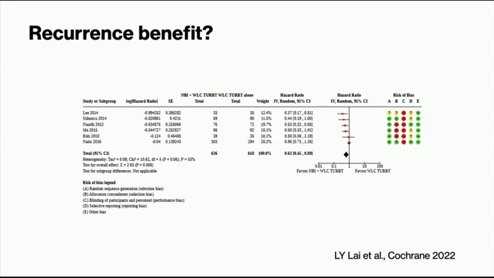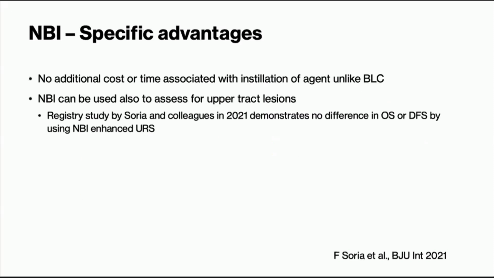But beyond the outcomes, narrowband imaging also has some very specific advantages. So notably, you don't need to instill an agent, unlike blue light cysto. So there's no additional cost of a reagent. There's no time that you have to wait for the reagent to actually take effect. You just turn it on and go. And because of that, you can use it anywhere.